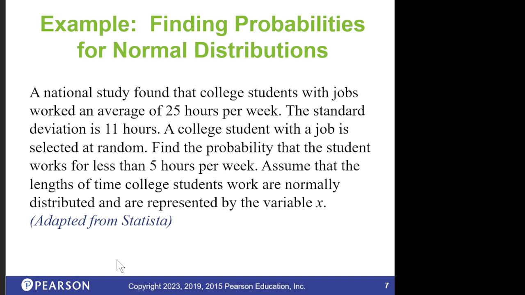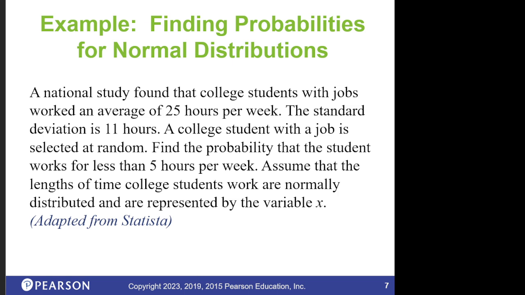as our solution. So we have a national study found that college students with jobs worked an average of 25 hours per week. The standard deviation is 11 hours. A college student with a job is selected at random. Find the probability that the student works less than 5 hours per week. Assume the lengths of the time a college student's work are normally distributed and are represented by the variable x.